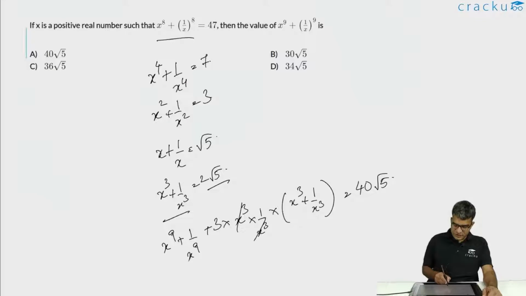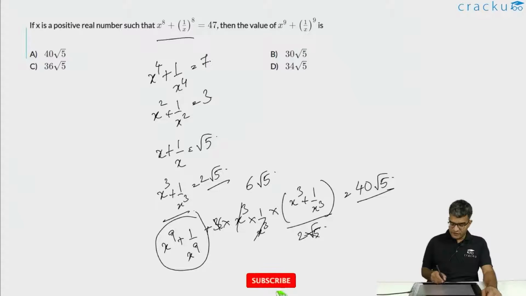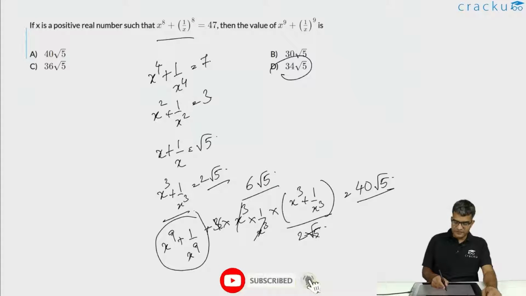You can cancel these two. This is equal to 2 root 5. 3 into 2 root 5 is 6 root 5. So x to the power 9 plus 1 by x to the power 9 is 40 root 5 minus 6 root 5, which is 34 root 5.